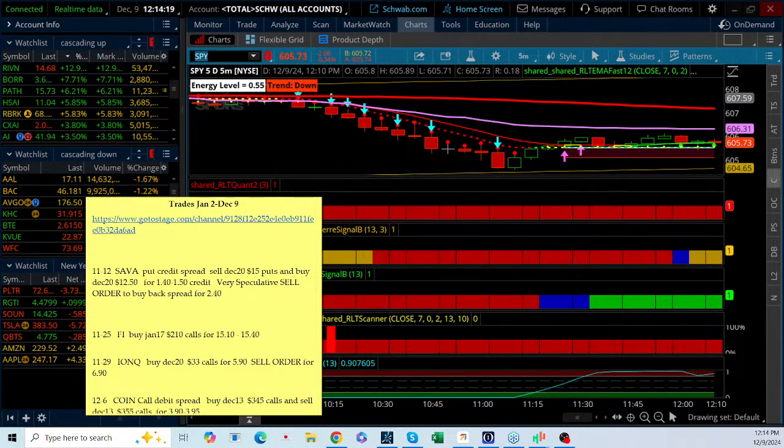Google is waking up. Yep, it is trying to curl back up here again. It's got some decent room up to 178.6. It's got room to 182.